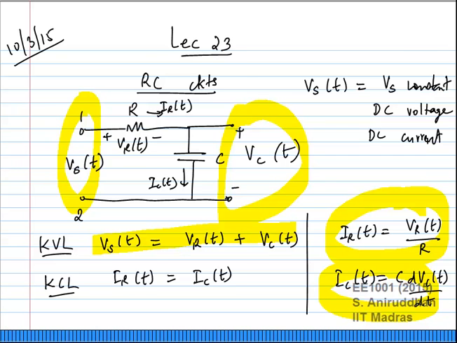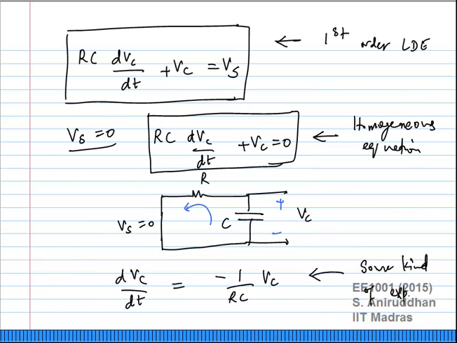Very specifically we are interested in VC of T. So we write down the equation describing the system in terms of VC of T. As it turns out, this happens to be a first order linear differential equation, and the relationship describing it is RC dVC by dt plus VC equal to VS. You can write this down for any circuit actually. For this particular circuit, it happens to be a first order linear differential equation.